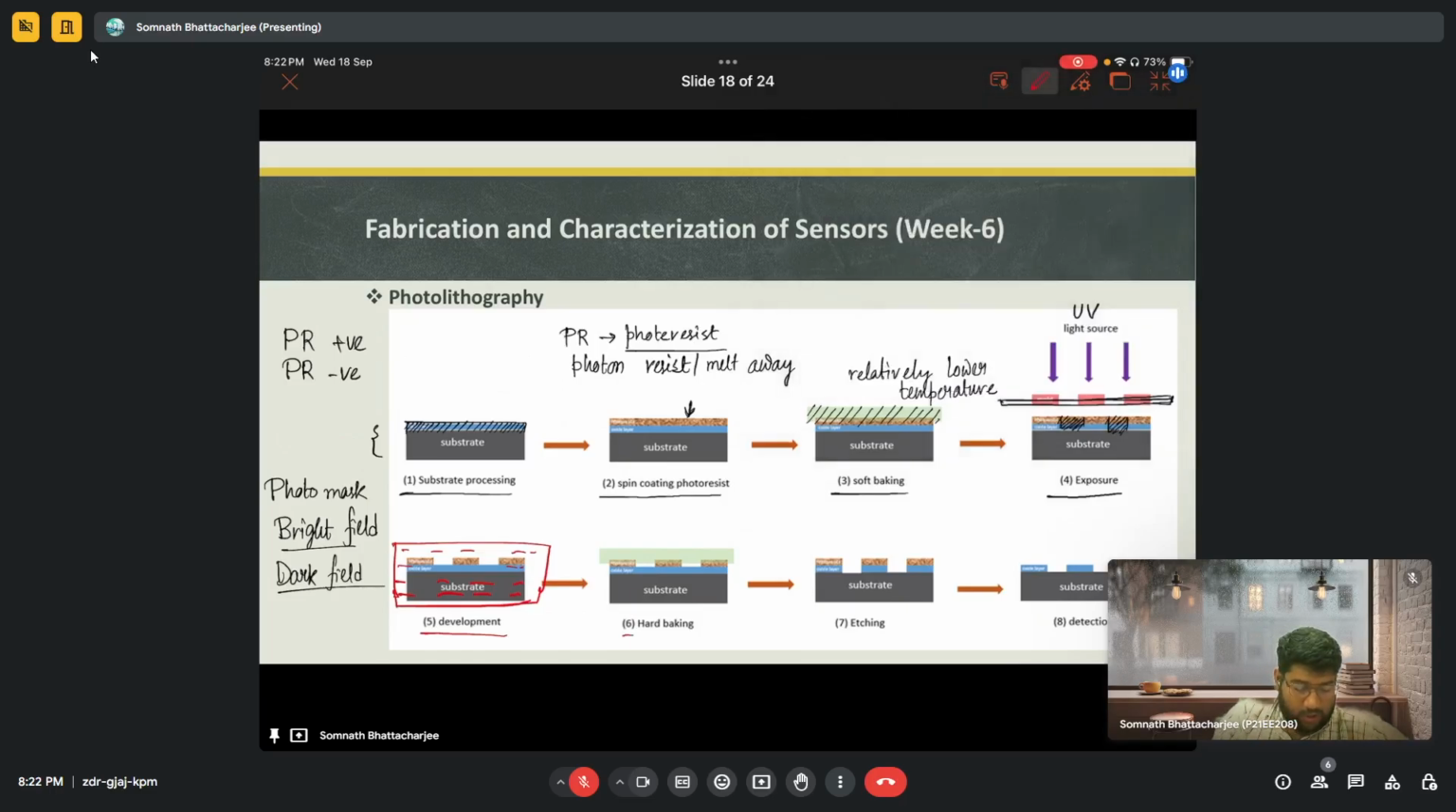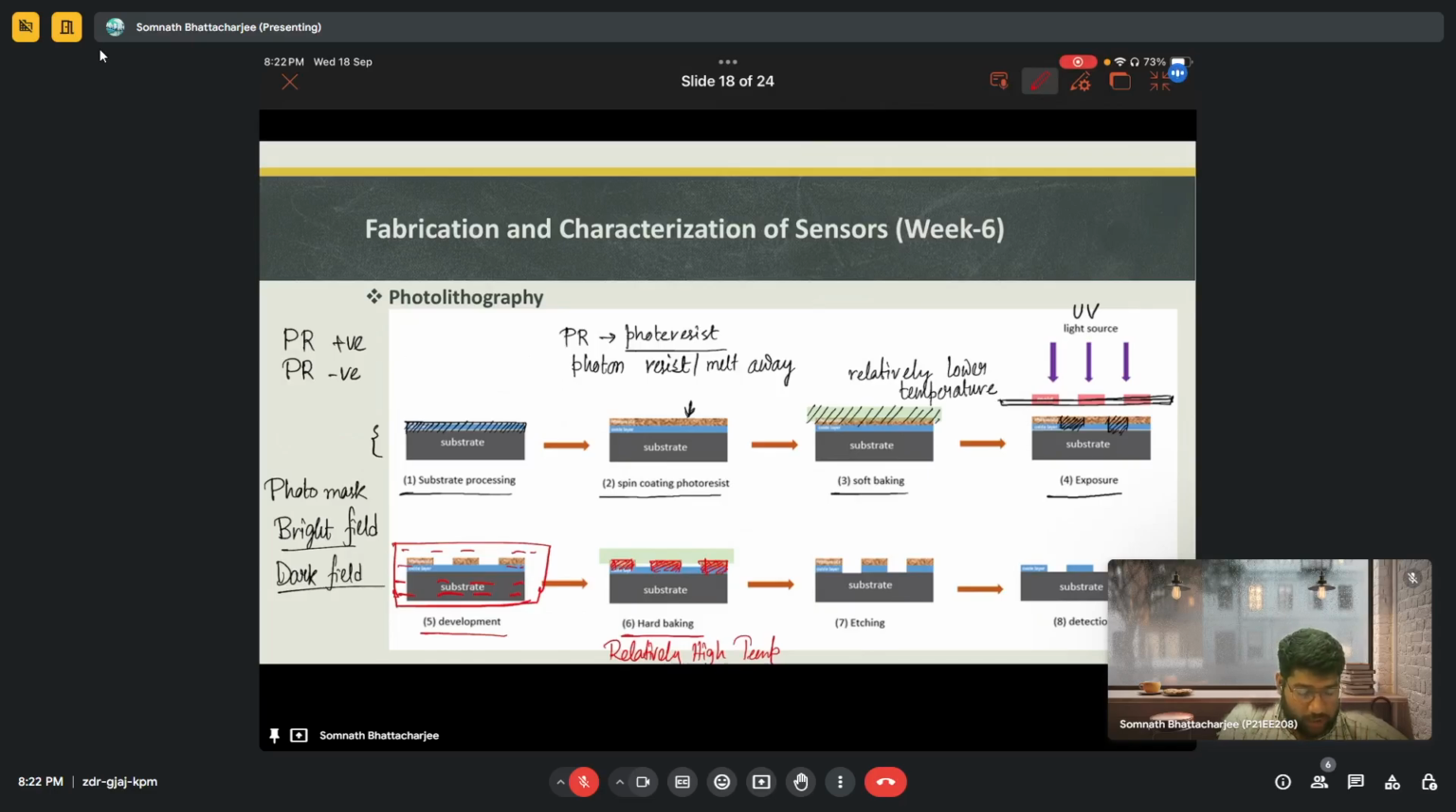Next, what we do is the hard baking process. So this is at a relatively higher temperature. Okay. So at a relatively higher temperature, we hard bake or heat this, and so the remaining PR gets settled down or stabilized.